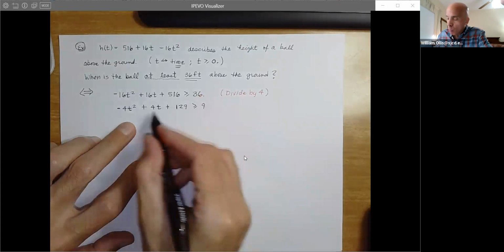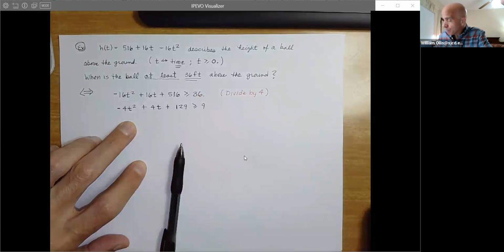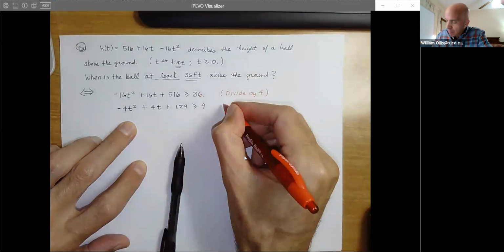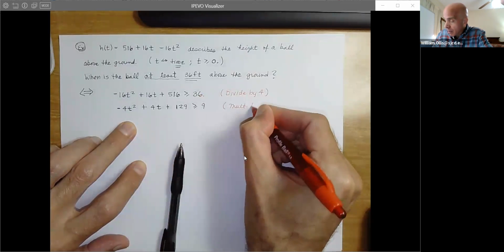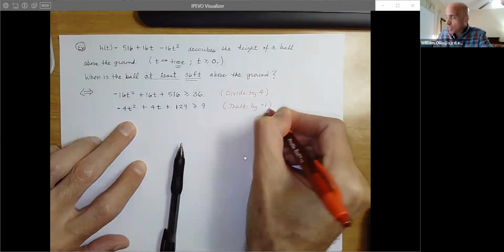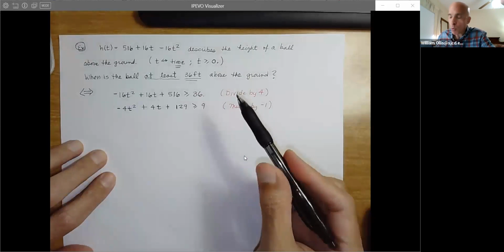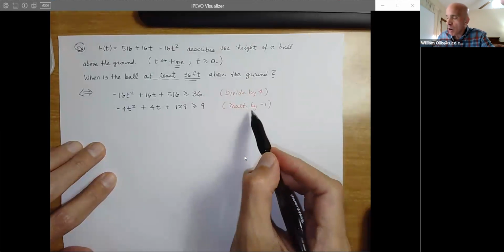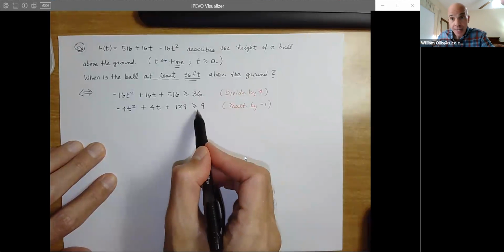Now, at this point, what we can do is say, well, it would be nice to have a leading coefficient that's positive when we factor. So we'll do this in the next step. We'll just say multiply by -1. I want you to get some practice with this technique, just like we did with the word problems. Now, when we multiply by the negative, is that going to change anything? Absolutely. It's going to reverse this, right?